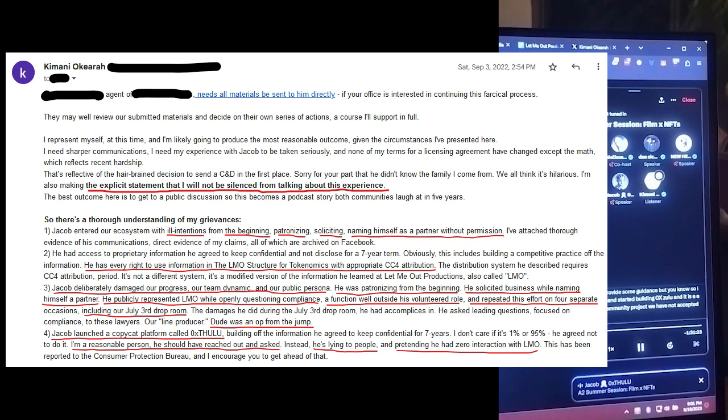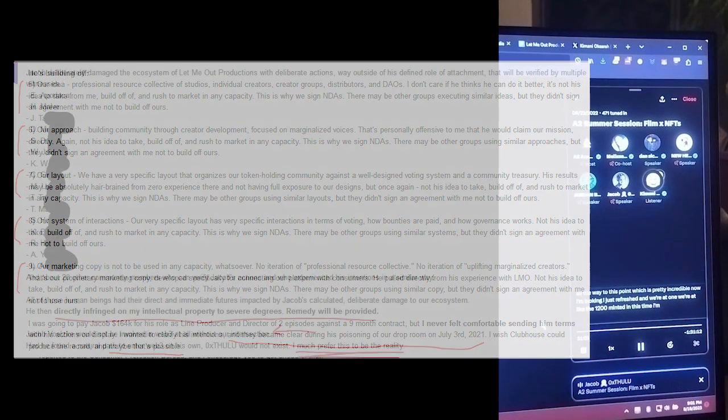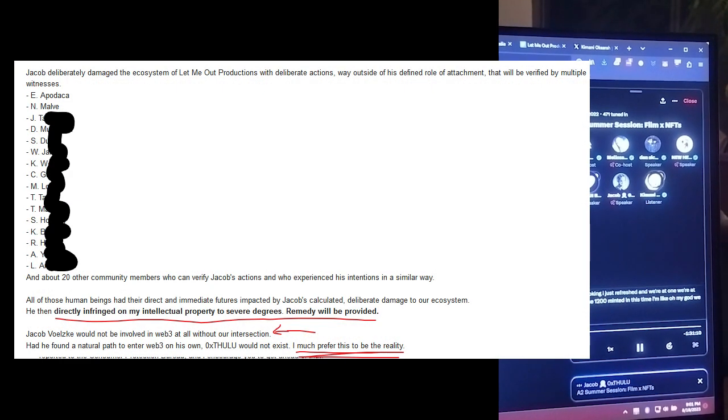We have not accepted any VC funding, and we've built all the way to this point, which is pretty incredible. Now I'm looking, I just refreshed, and we're at We're at like 1,200 minted this time. I'm like, oh my God, we did it.